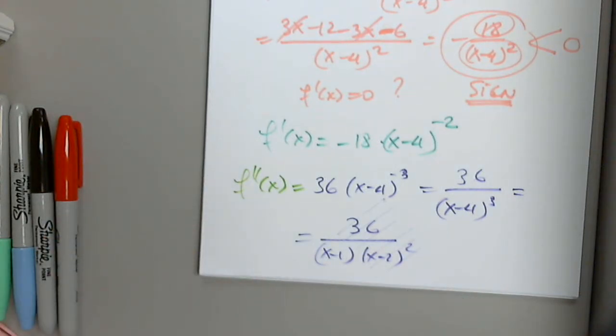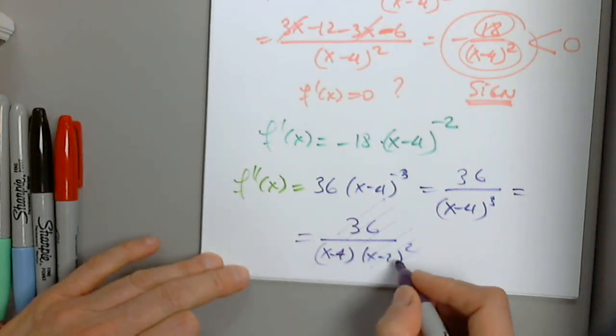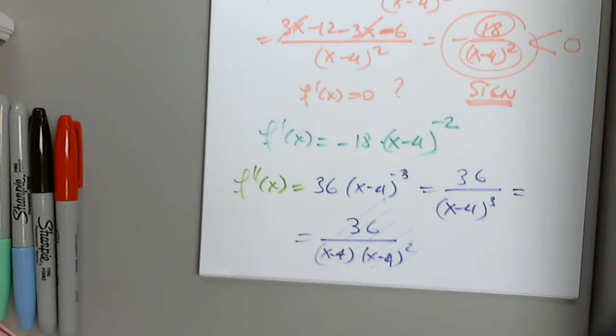Is that supposed to be 2? X minus 1 is x minus 2? I'm sorry, I'm not sure what I'm doing. I just came up with some numbers. Sorry about that. Of course, x minus 4 to the third.